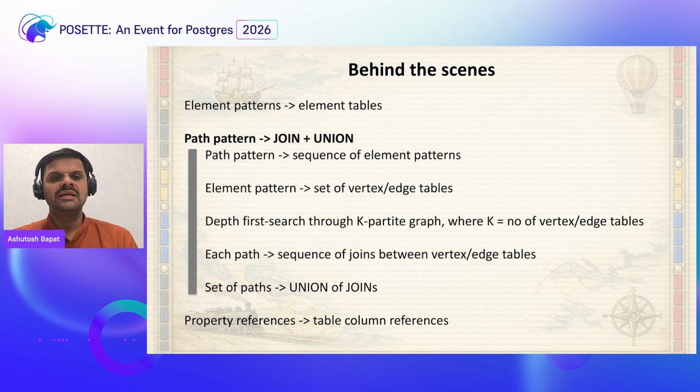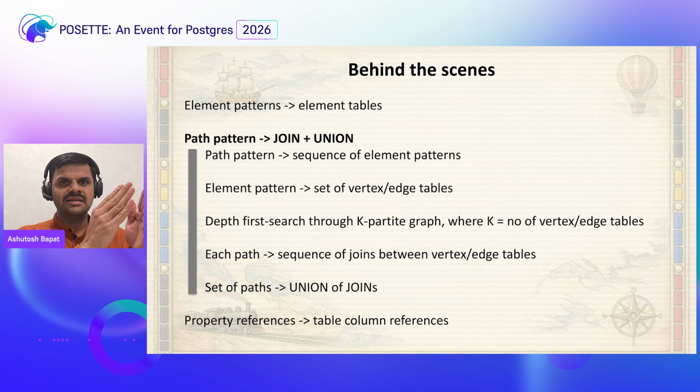A path pattern is broken into a sequence of element patterns, and for every element pattern we calculate the set of vertex and edge tables. If you visualize this as sets, it becomes a k-partite graph with k as the number of vertex or edge tables. Executing this query, or transforming this query itself, becomes a depth first search through this k-partite graph.